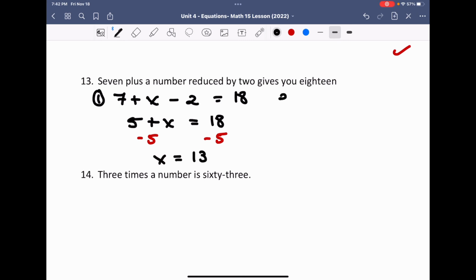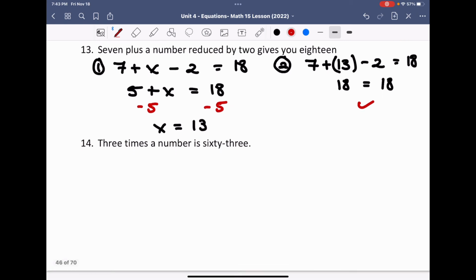Now, in step 2, we want to confirm this. We go 7 plus 13 minus 2 should be equal to 18. 7 plus 13 is 20, minus 2 is 18. So yes, we can confirm the left equals the right, and this is the correct solution.